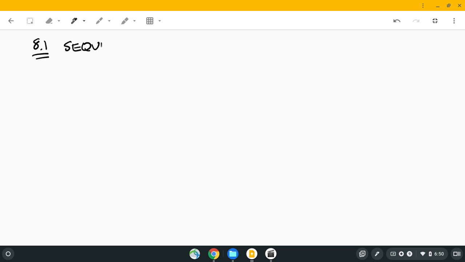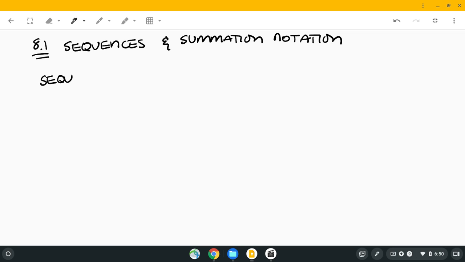Okay, sequences and summation notation. All right, so what is a sequence? Okay, so this is basically an infinite list of numbers.